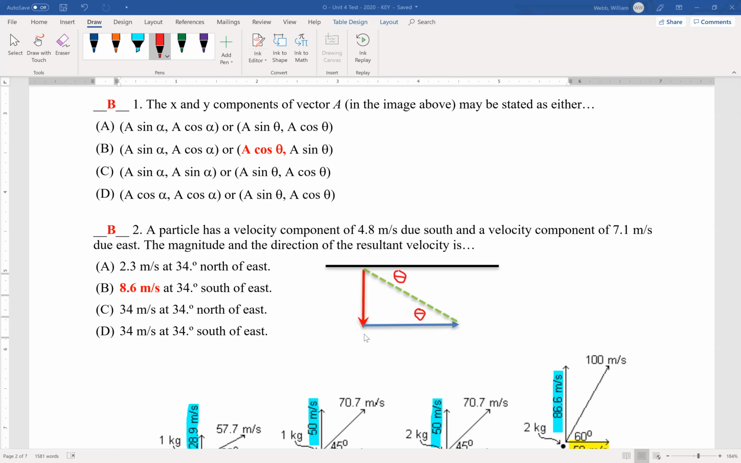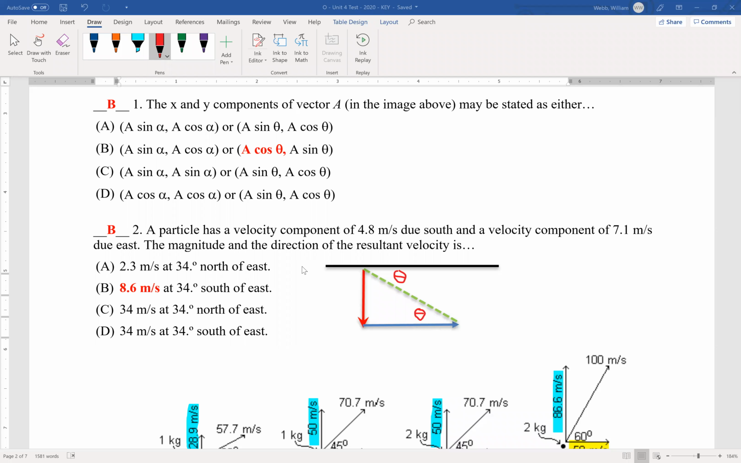I drew a downward red arrow for the 4.8 meters per second south and a sideways blue arrow for the 7.1 meters per second east. And then the resultant would be the hypotenuse that connects those two and develops a right triangle. If I use the Pythagorean theorem to find what that hypotenuse is, only B gives me the correct value. So I don't even really need to find the angle.